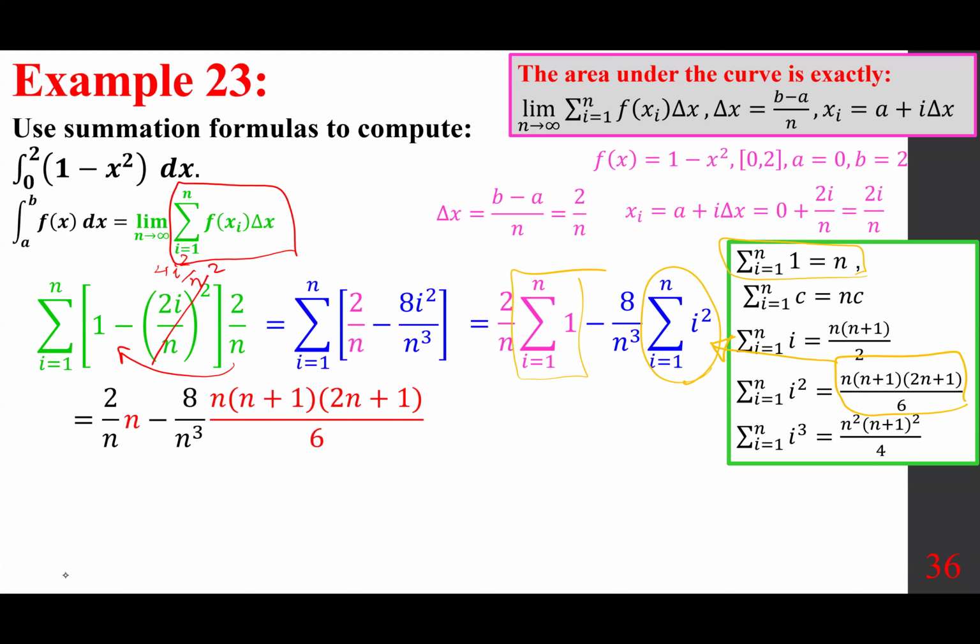Right? So let's do that. We are going to write 2 over n times this, which is n, and 8 over n cubed times this, which is n times n plus 1, times 2n plus 1, over 6. When we simplify this, first and foremost, this drops and I get 2.